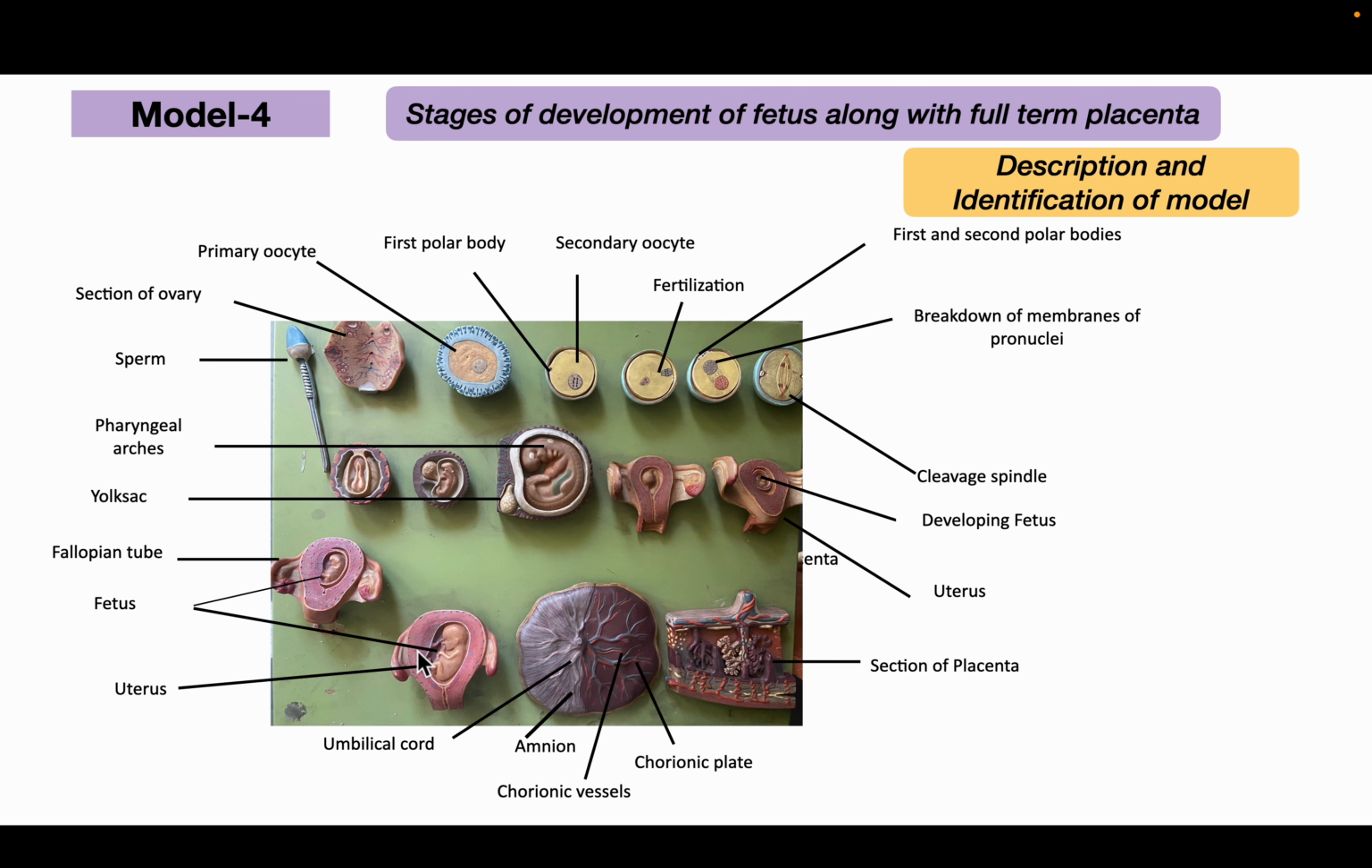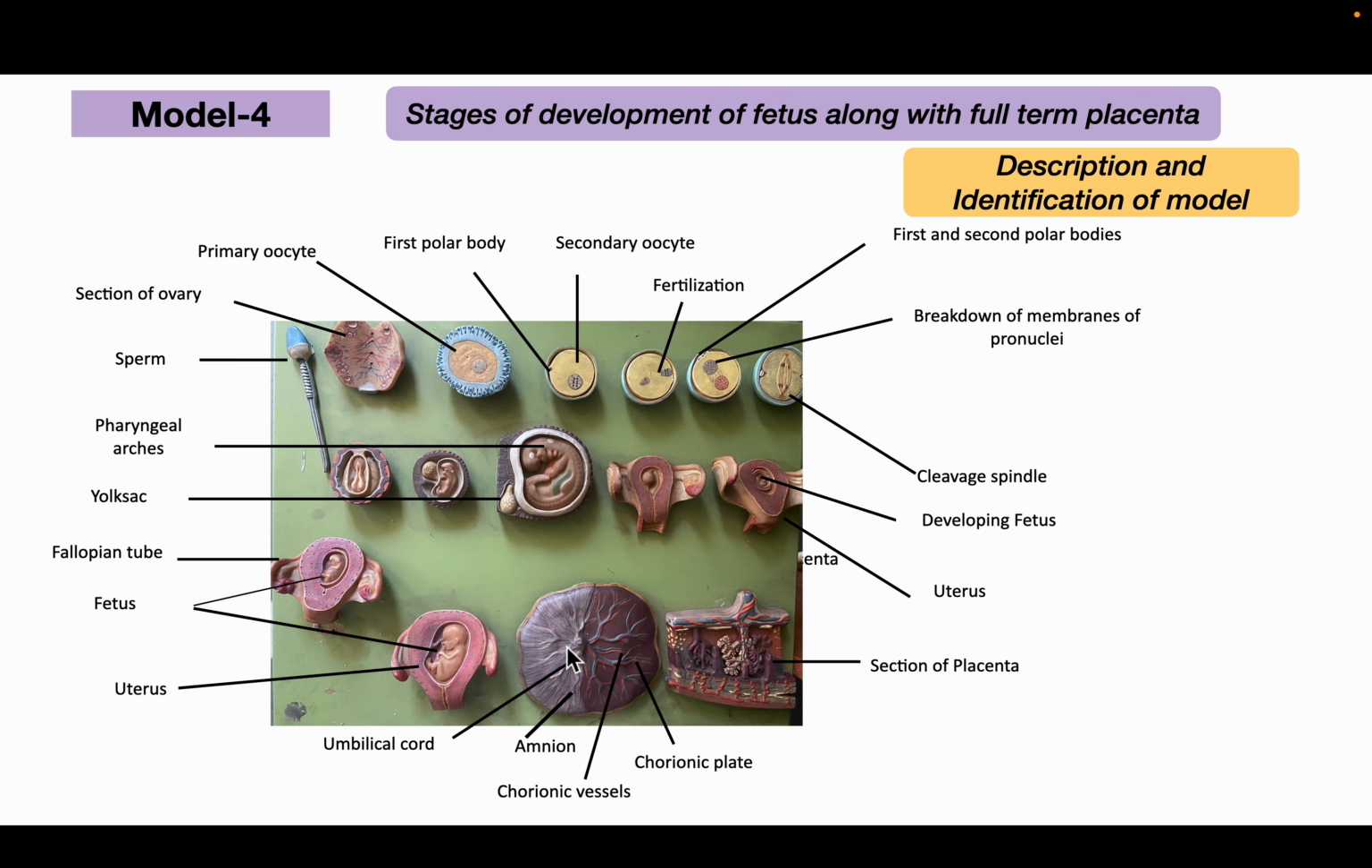This is the wall of the uterus, this is the full term placenta, this is a section of the full term placenta. So this is which side of the placenta? I have told you, this is the fetal side, showing the chorionic vessels, chorionic plate. Then amnion is present, this white color structure, amnion is there.